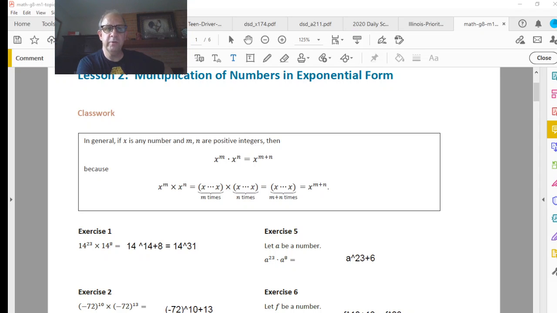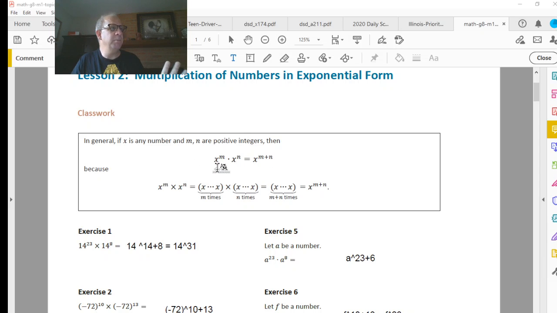We're going to go through the student workbook. This may take 2 or 3 videos, so stay with me. We are learning lesson 2, multiplication of numbers in exponential form. We did this right at the end, right?